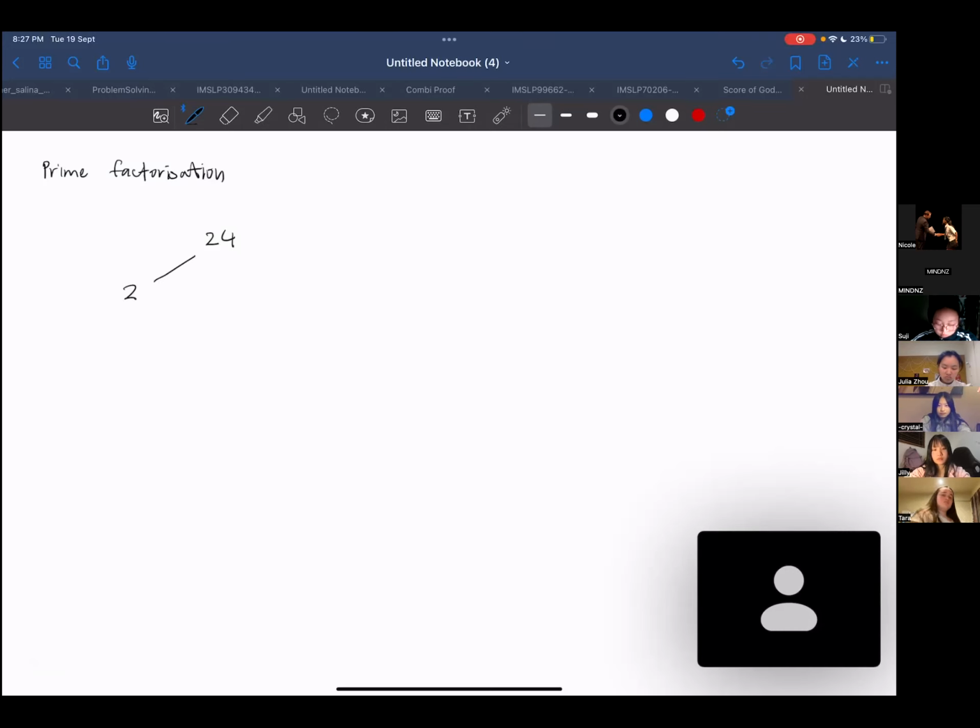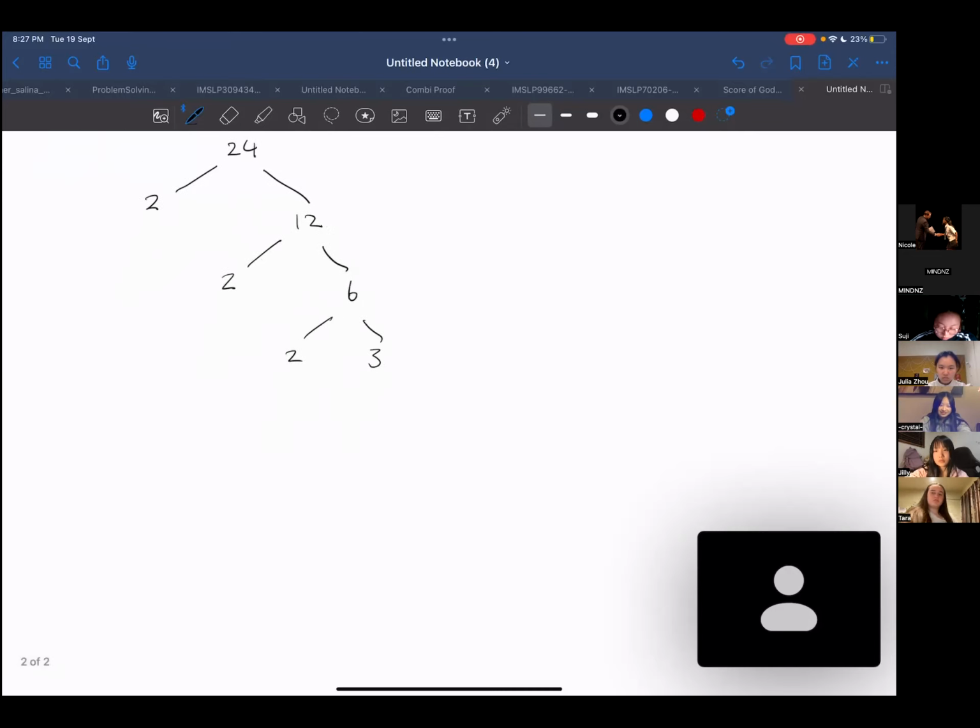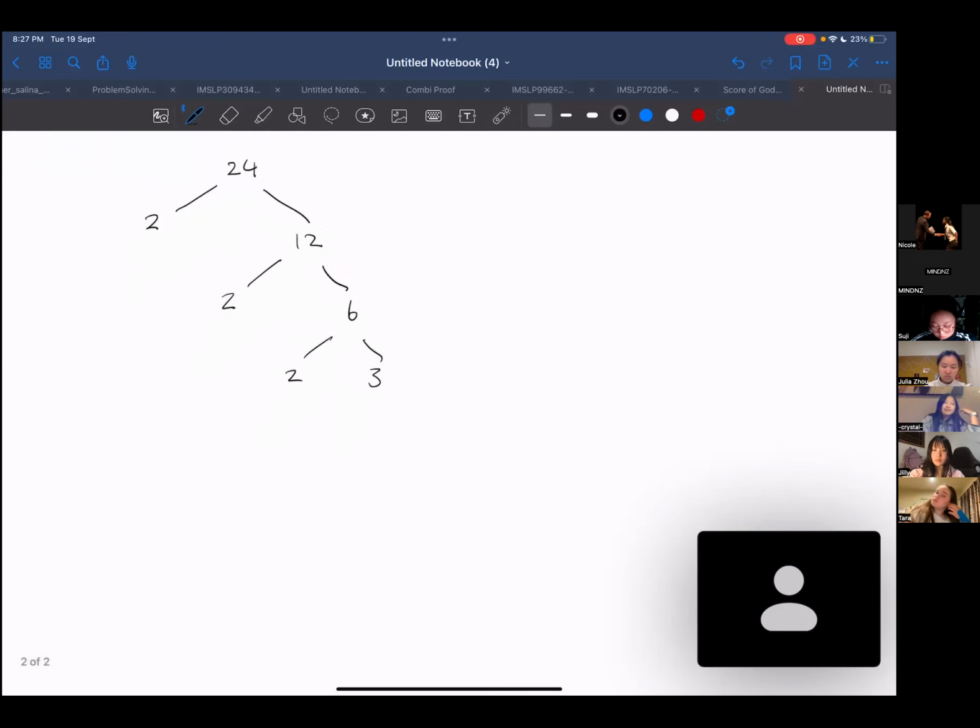So then I would take 24 equals 2 times 12, then 12 equals 2 times 6, then 6 equals 2 times 3. Ultimately you can't break 2 or 3 down more, right? Because they're primes. So then you get that 24 equals 2 to the power of 3 times 3. Does everyone kind of understand how that works? I went through it really fast, but hopefully it's all right.